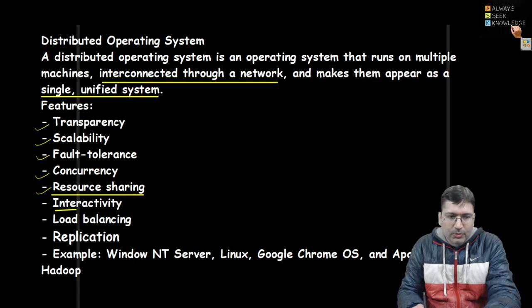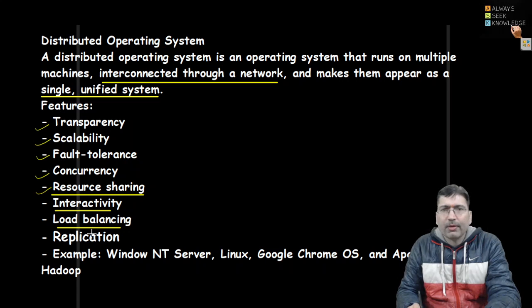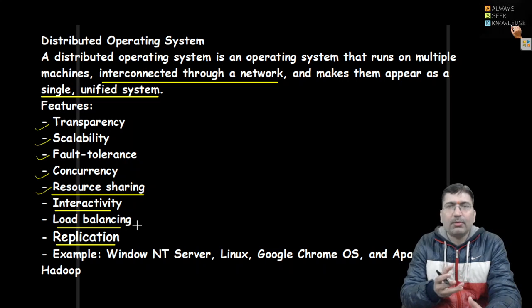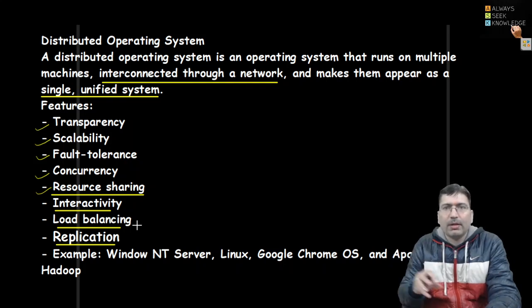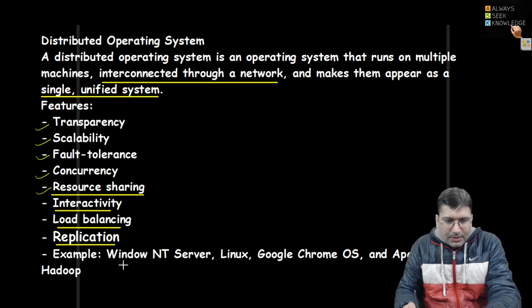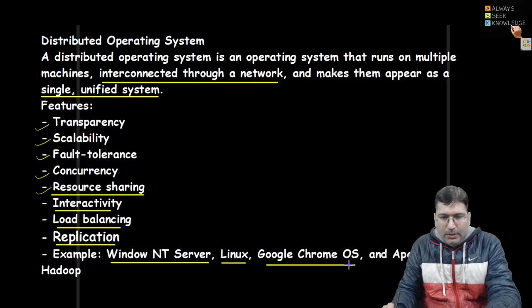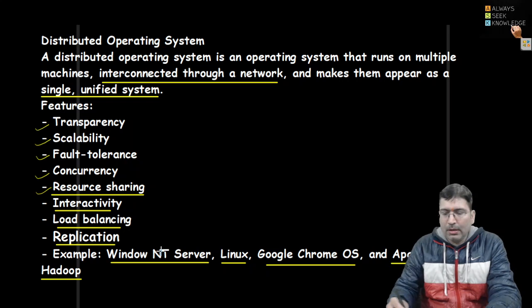Interactivity is there, so the user can interact in real time with the system. Load balancing is there, right? And replication of data may be there because there are multiple machines in the network. In order to maintain tolerance, or avoid data corruption, the data can be replicated on different machines. Examples we can consider are Windows NT server, Linux, and Google Chrome OS. And one of the important ones nowadays, you must have heard about, is Apache Hadoop. These are all examples of distributed operating systems.